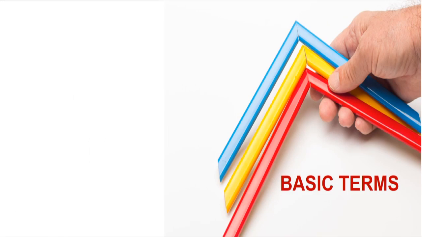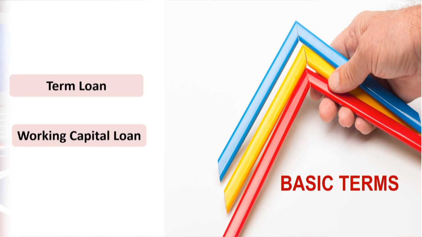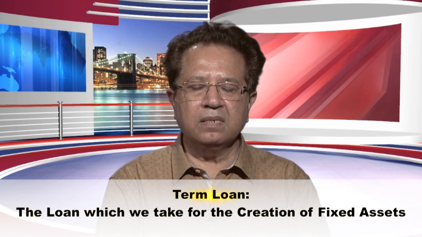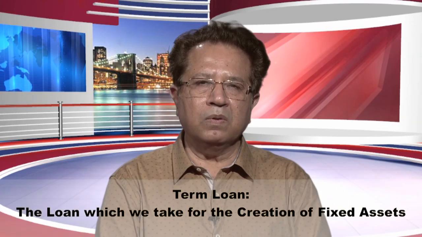Now, before I proceed further, let me clarify some of the basic terms, so that everybody is at the same page. One is the term loan. Like I was discussing a few moments earlier also. When we want to take a loan, there are two types of loan. One is a term loan, one is a working capital loan. You see, what is a term loan? The loan which we take for the creation of fixed assets, that is known as a term loan.